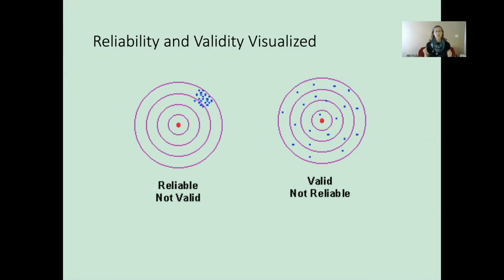We have all the darts clustered in the top right quadrant, very far away from the target in that last concentric ring, but they're close to each other, which makes them reliable.